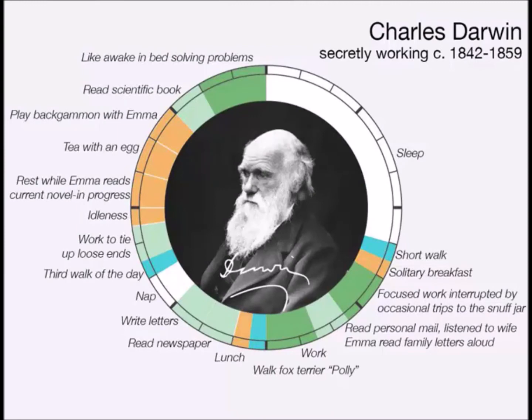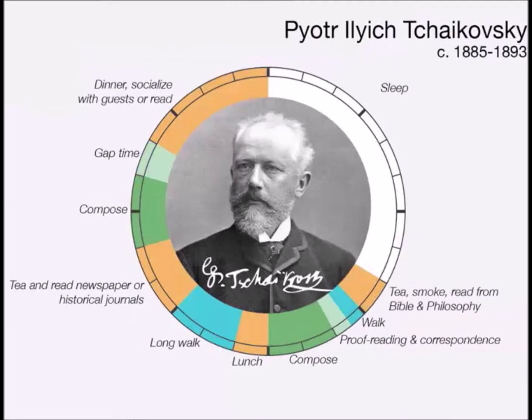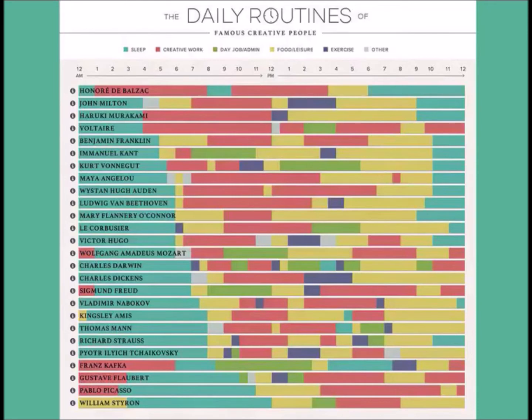Darwin's, which is a bit more varied than Angelou's or Beethoven's. Tchaikovsky's. And another visual representation of creative processes, including sleep, day job, food, exercise, and other.